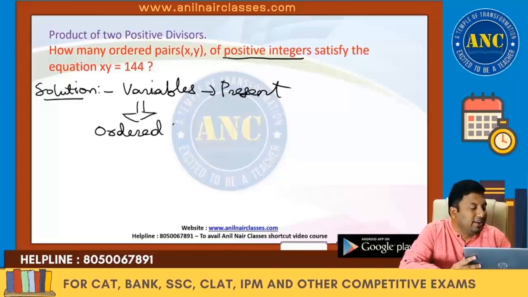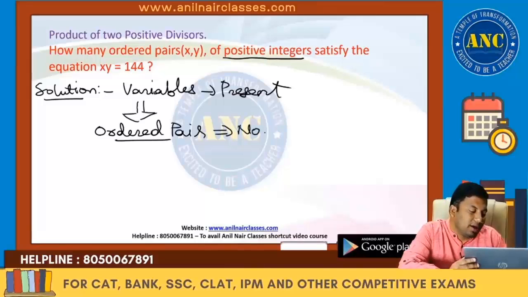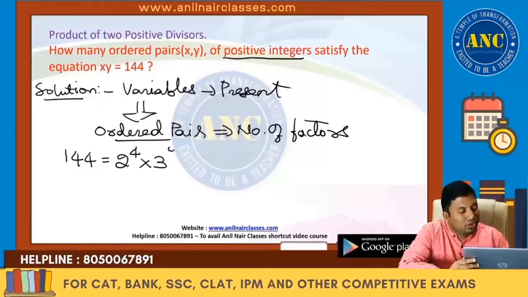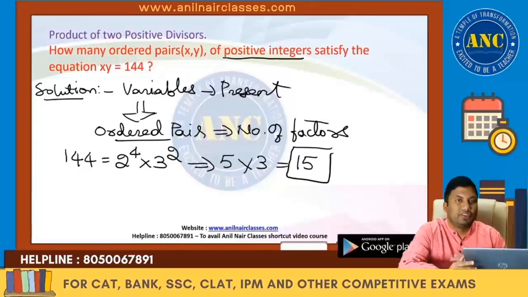Ordered pair. Anyway, it is given in the question. Even if it does not say so, if variables are present in the question, it is an ordered pair. An ordered pair is nothing but the number of factors. 144 is 2 power 4 into 3 square. The number of factors is 2 power 4, 0 to 4, 5 choices, and 3 square, 0 to 2, 3 choices. 5 3s are 15.